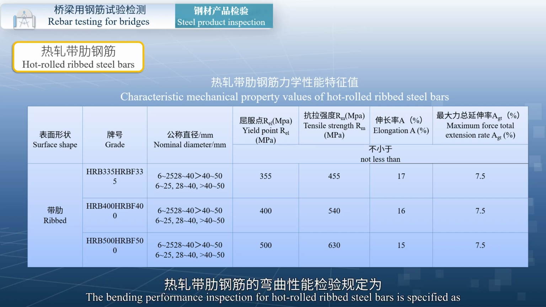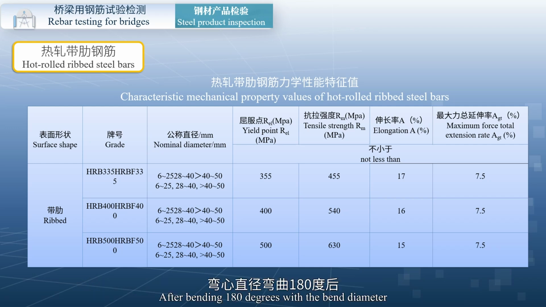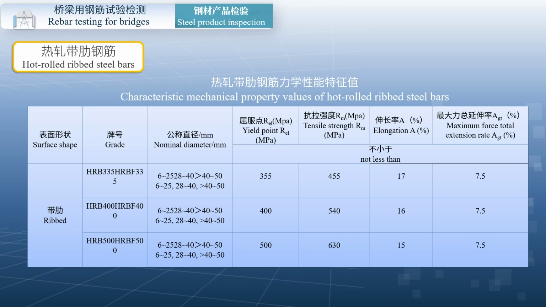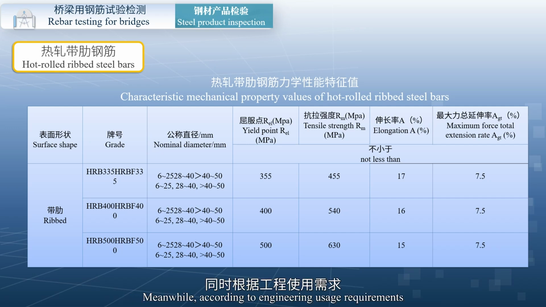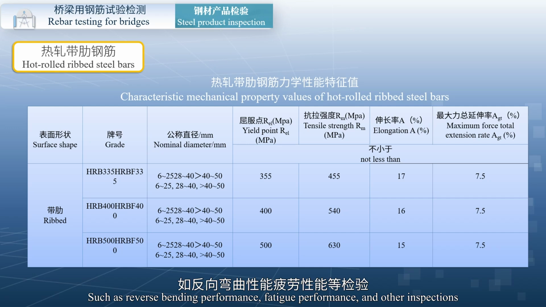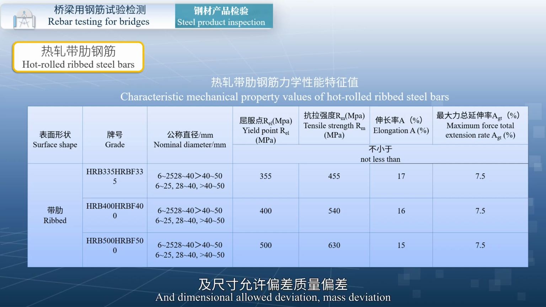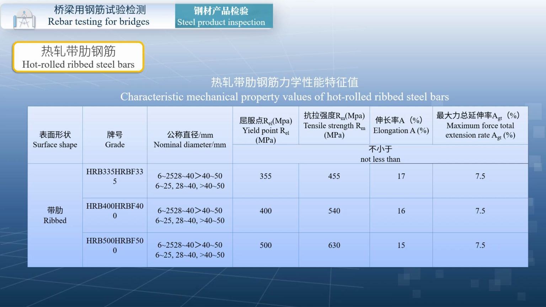The bending performance inspection for hot-rolled ribbed steel bars is specified as: after bending 180 degrees with the specified bend diameter, the surface of the rebar at the bending location must not develop cracks. Meanwhile, according to engineering usage requirements, other inspections can also be conducted, such as reverse bending performance and fatigue performance. As for surface shape, dimensional allowable deviation, mass deviation, and corresponding inspection methods, refer to the national standard Steel for Reinforced Concrete, Part 2.